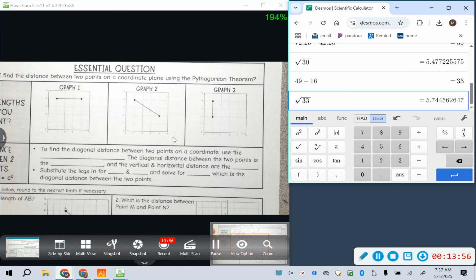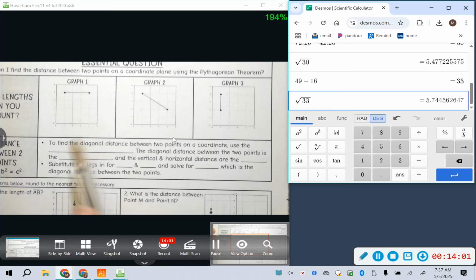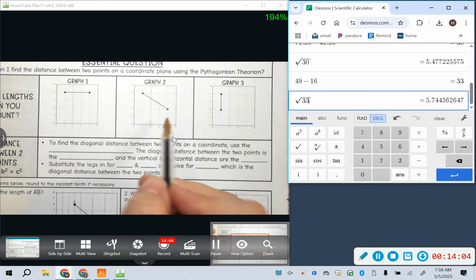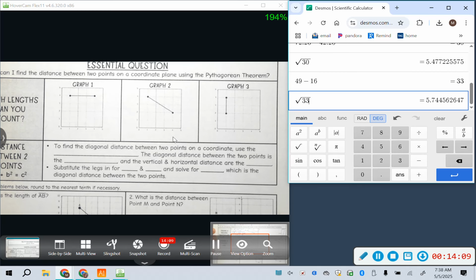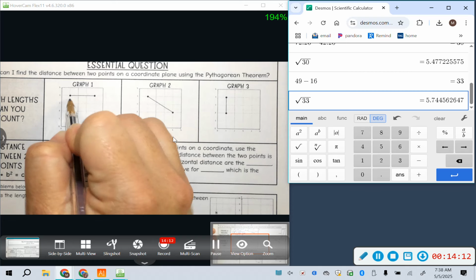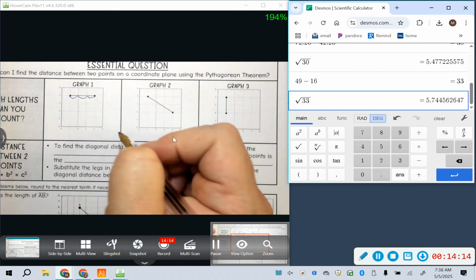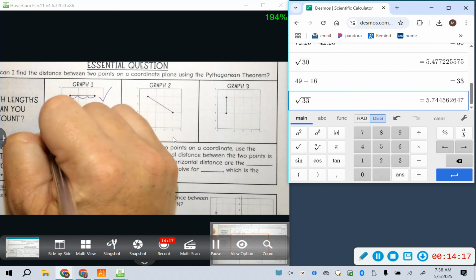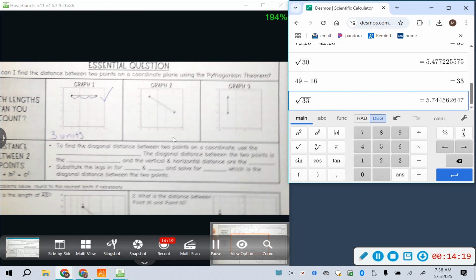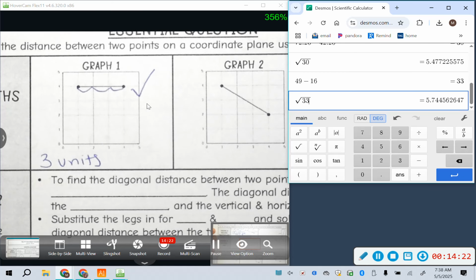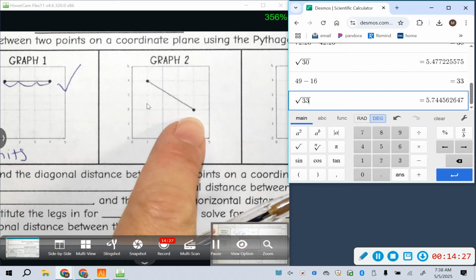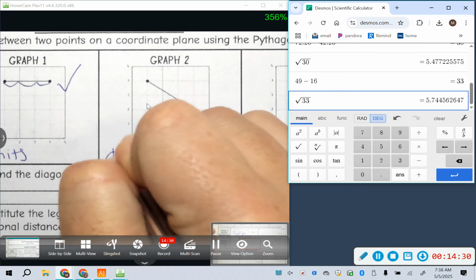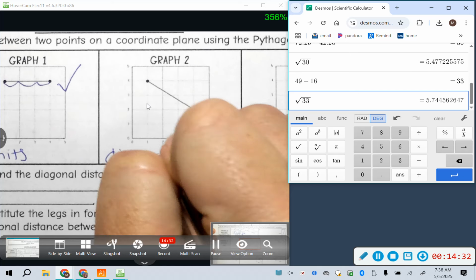Okay, so using the Pythagorean theorem, we can find things in different ways. So if you look here, which 2 can we count to find the distance between the 2 dots? Well, aren't these straight across? So 1, 2, 3. So this is 3 units. However, can we count straight across to figure out exactly how many squares that is apart? No. It's diagonal. So we cannot count.